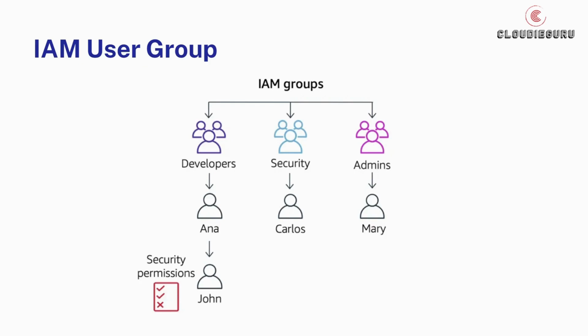For example, in the diagram, there are three groups: developer, security, and admins. Inside the developer group, we have two users named Anna and John. And we also have a security permissions policy attached to the developers group, which describes which actions are available for the users inside the developers group. Similarly, inside the security group, we have Carlos, and inside the admins group, we have Mary. We can attach different policies to the security and admins groups, and the most important point, we should always keep in mind the principle of least privilege while creating IAM policies.